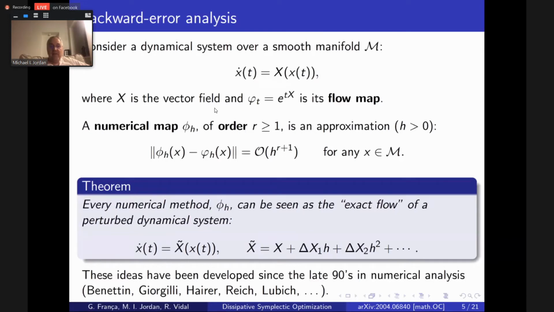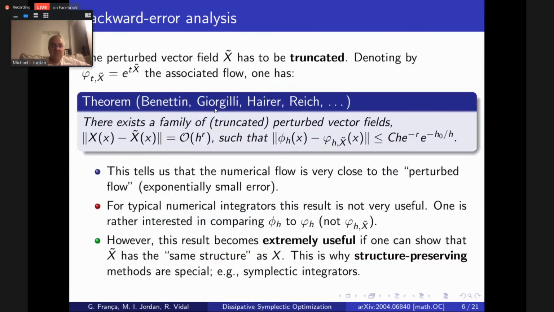And the way to think about this is that the numerical method phi sub h can be thought of as the exact flow of a perturbed dynamical system. And we can write down a Hamiltonian for that perturbed system, okay? And now we can work with all our tools in continuous time and still read off the kind of accuracies that we're getting when we discretize, okay? So this is due to lots of very famous applied mathematicians. There's some names down there, and there are textbooks on this material.